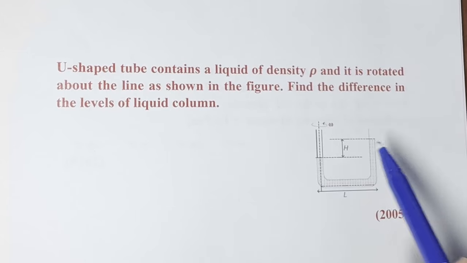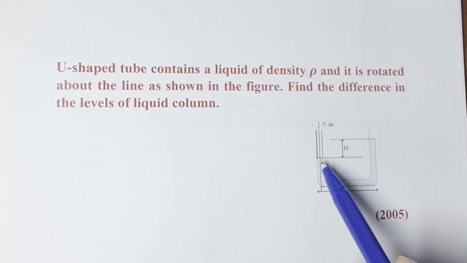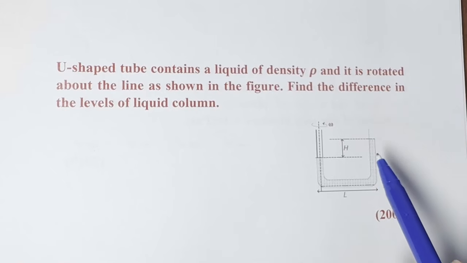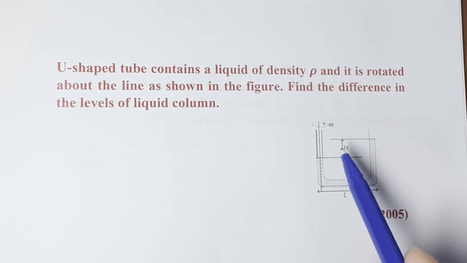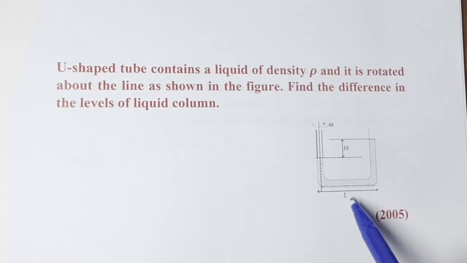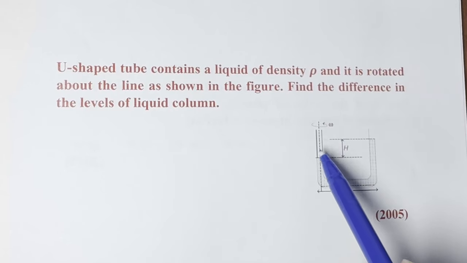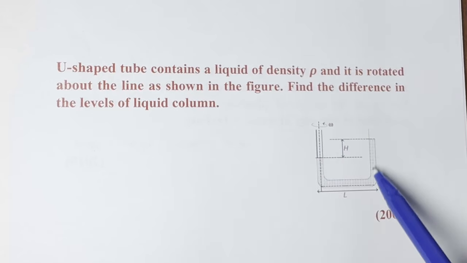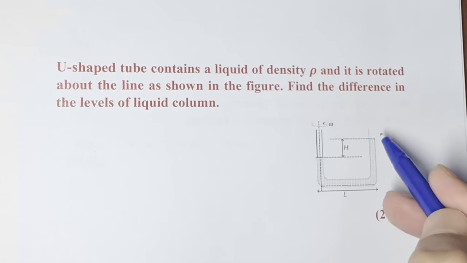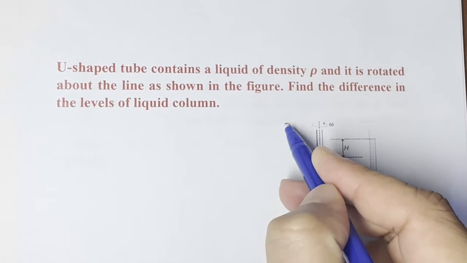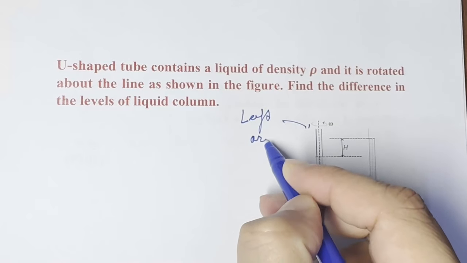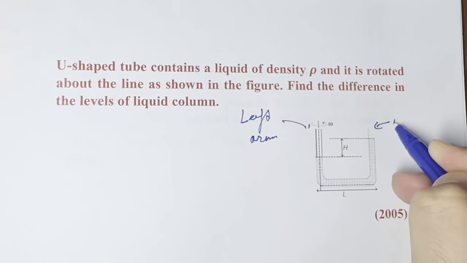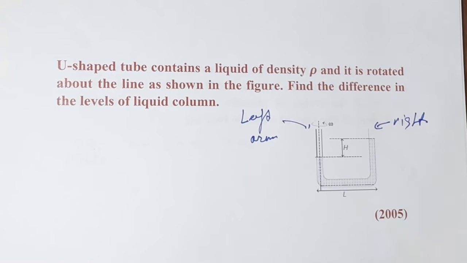So here we have a U-shaped tube consisting of a liquid of density rho, and the height difference of the liquid is capital H, and the length of the base of the tube is L, and it is being rotated about an axis. Let us call this the left arm and this the right arm.